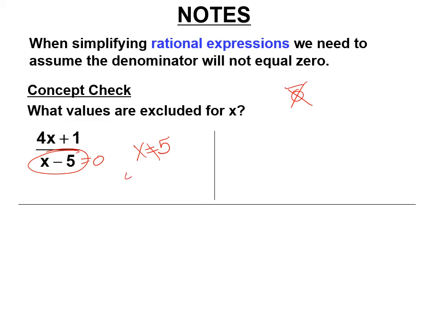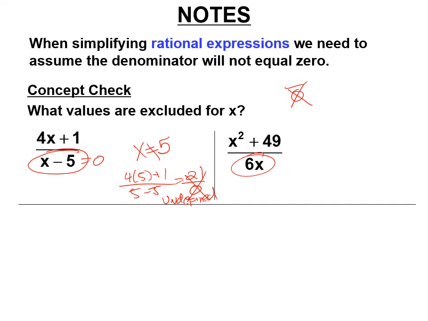If we put any other number there, you'll get a value. We put 5 in there, you get 4 times 5 plus 1 on the top, which is 21. You get 5 minus 5, which is 0, and 21 over 0 is not 0. It is undefined. So when we do our work today, there are going to be values of x that are not included. They're excluded.